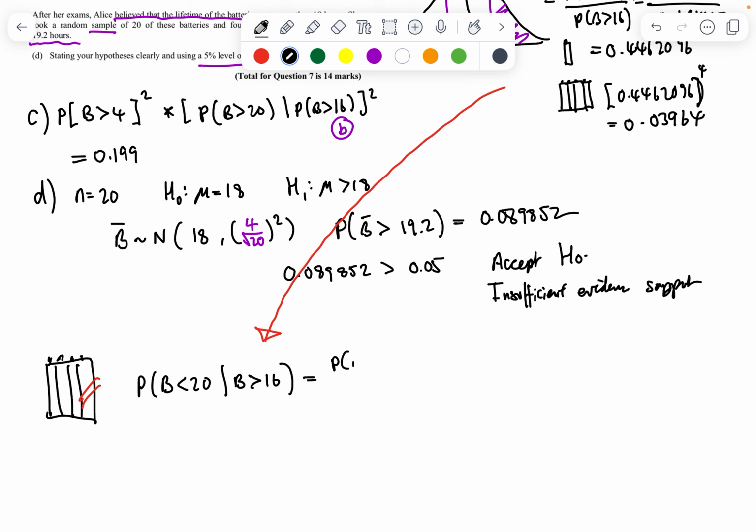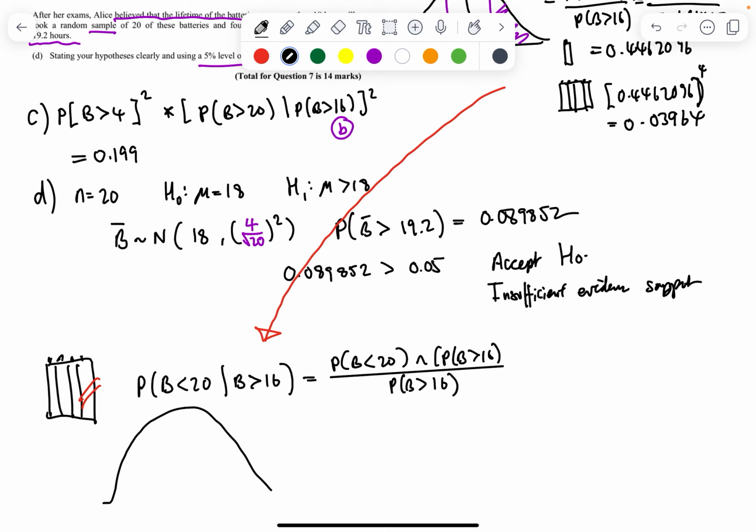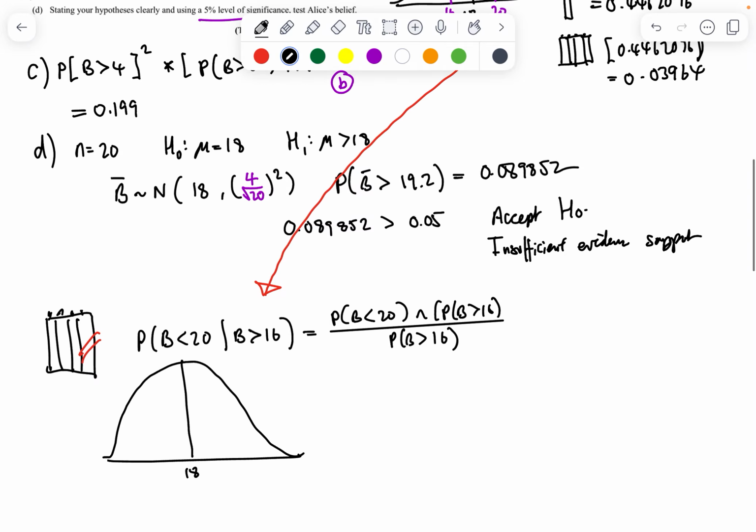Again, we need an intersection. So that's the probability the battery is less than 20, and the probability the battery is more than 16. And we're going to divide that again by the given information, which is the probability the battery life is more than 16. So again, let's think about our bell curve. That's 18, that's our median, or our mean, or our mode, whatever we want. And we're going to mark our 16 and our 20. So our intersection, it has to be less than 20 and it has to be more than 16. So actually that is that strip in the middle.